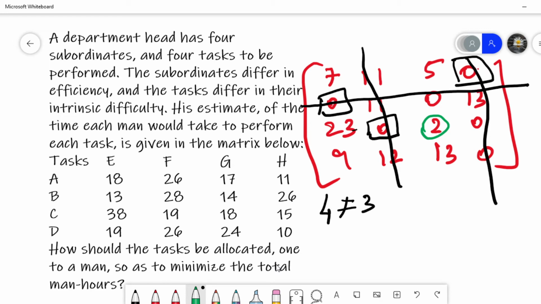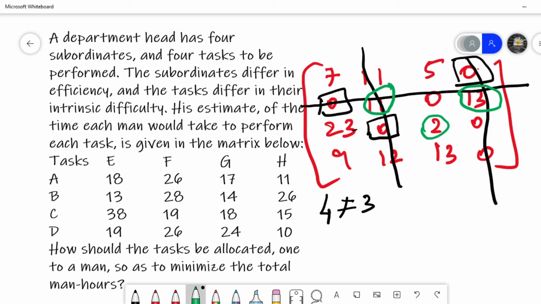Okay, we are going to add the minimum undeleted cell value at the intersection points of the present matrix. So which are the intersection points here? So this is the intersection point and this is also an intersection point. So in these 2 points we are going to add these 2. Otherwise we are going to subtract 2 from all the undeleted cell values. All other entries remain the same.